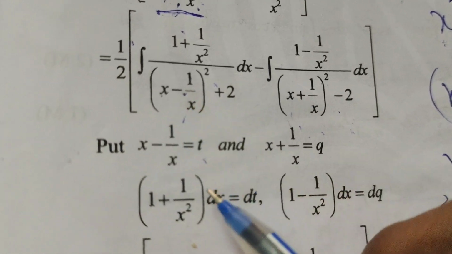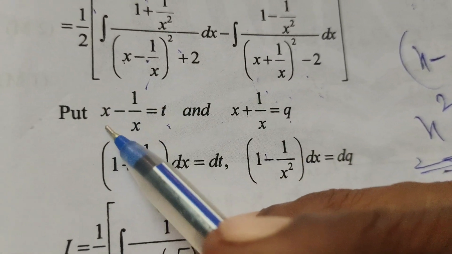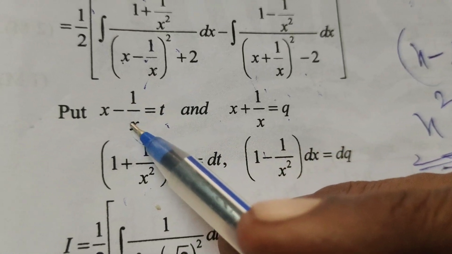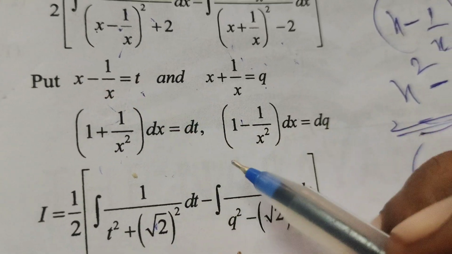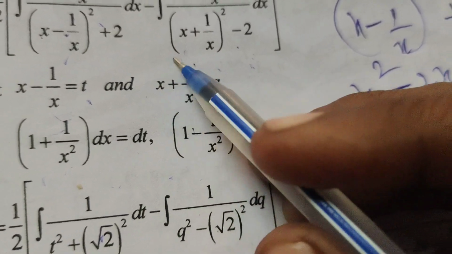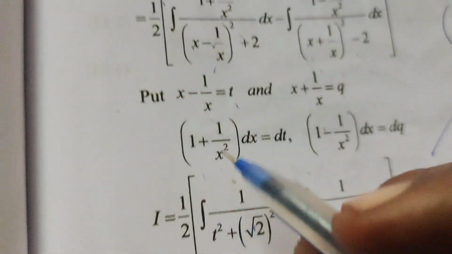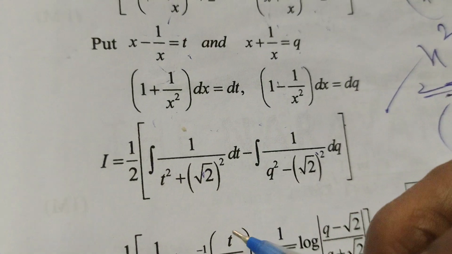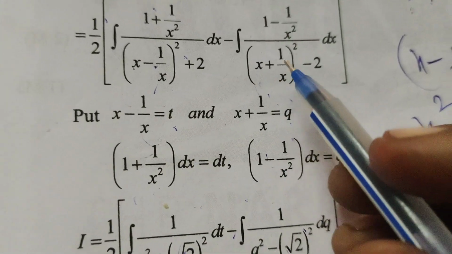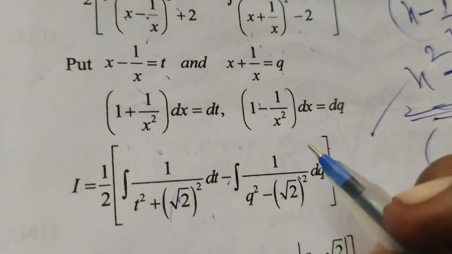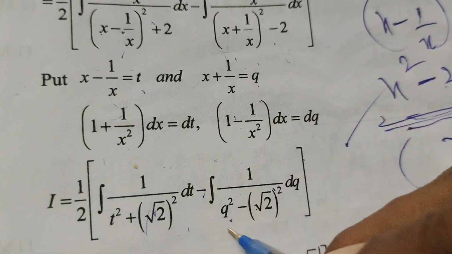Here put x minus 1 by x equals t and x plus 1 by x equals q. Then differentiating the first, we get 1 minus 1 by x square; differentiating minus 1 by x gives plus 1 by x square, so 1 plus 1 by x square dx equals dt. Similarly, 1 minus 1 by x square dx equals dq. Now I equals 1 by 2 into the integral of 1 by t square plus root 2 whole square dt, minus the integral of 1 by q square, where q is x plus 1 by x, minus root 2 whole square dq.